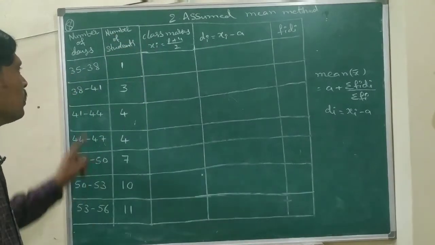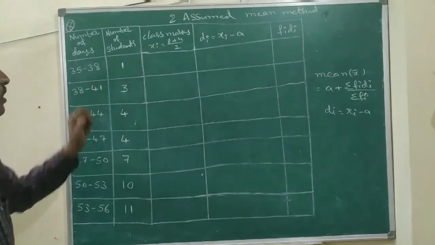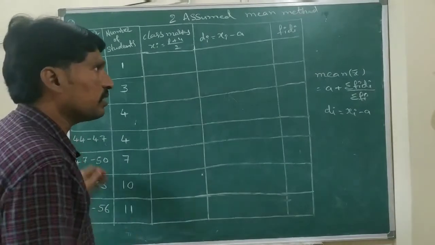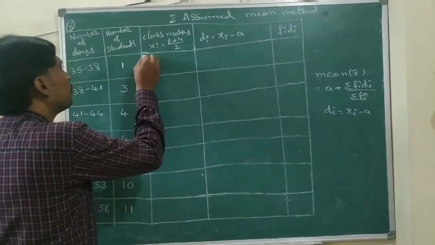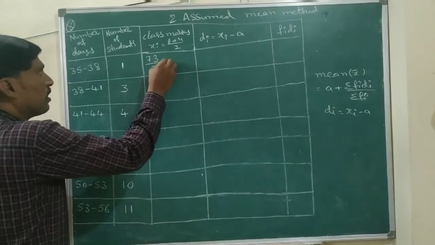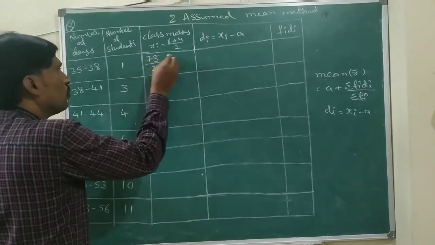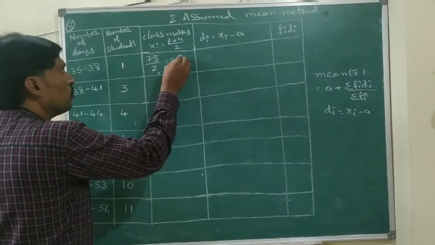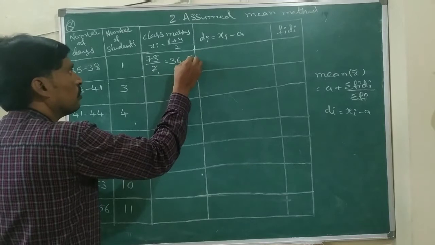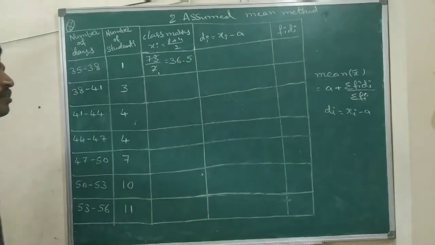L means the lower limit, that is 35. U means the upper limit, that is 38. 35 plus 38 is 73, divided by 2. So the first class mark we got is 36.5.